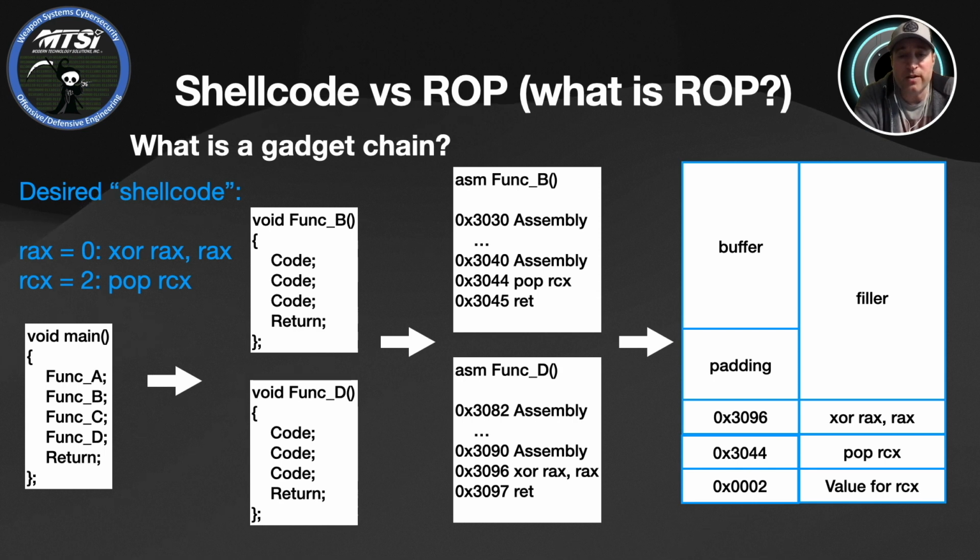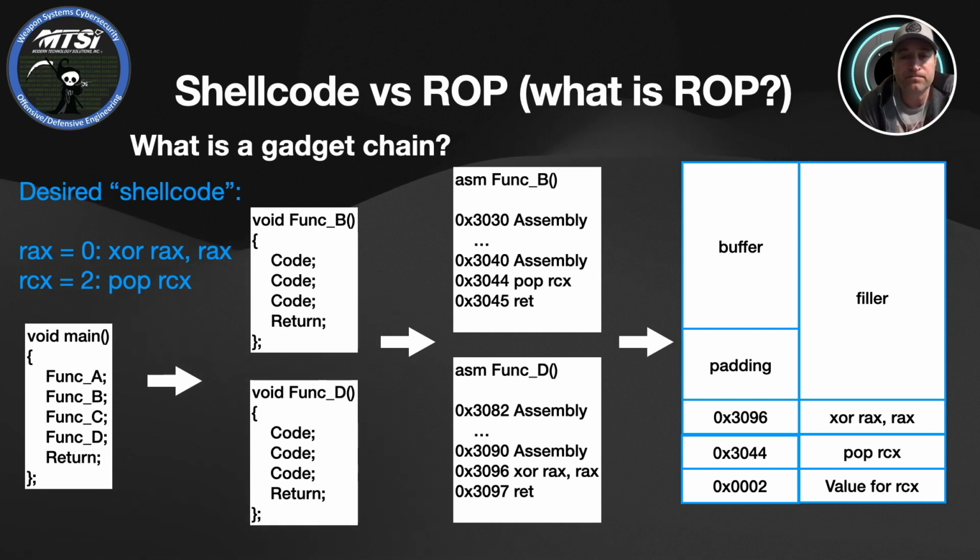But instead what it finds is the address 3096, and it dutifully jumps there. It goes into address 3096, which is in the middle of function D. It runs XOR RAX. It doesn't care that it's in the middle of a function. It doesn't care that it wasn't the original function it was supposed to go to. It just says, I'm going to go there, I'm going to see valid opcodes and execute them. So we go to 3096. We XOR RAX with itself. That zeroes it out. And then the ret call is made at the end of function D.